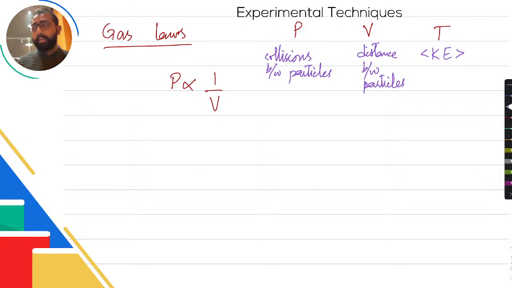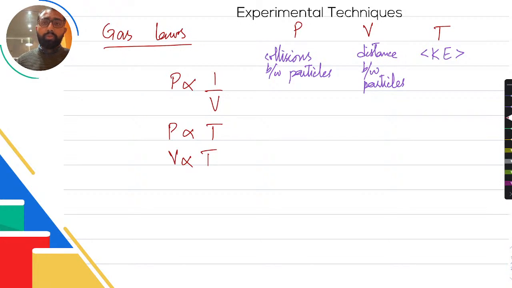So it's important to understand the laws and their implications. The first law is pressure is inversely related to volume. The second law is pressure is directly related to temperature. And the third law is that volume is directly related to temperature.